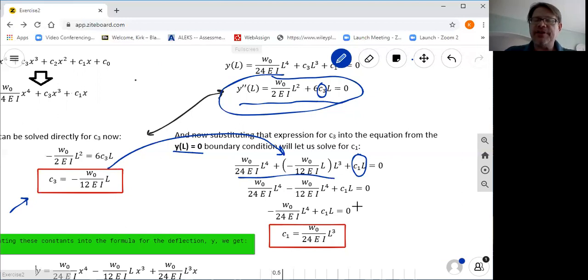When I combine them together and then I solve for C1, we're going to find out that C1 is the load constant W sub 0 divided by 24 times E times I times the third power of the length of the beam. So we know our C1, we know our C3, and those were the only unknown constants. C0 and C2 were equal to 0. So now that I have all of my constants, I have my final solution.